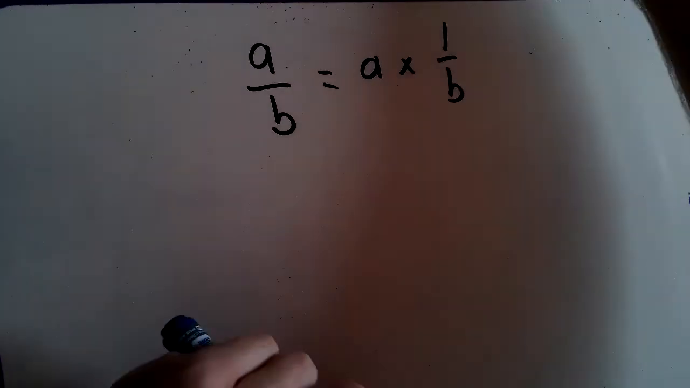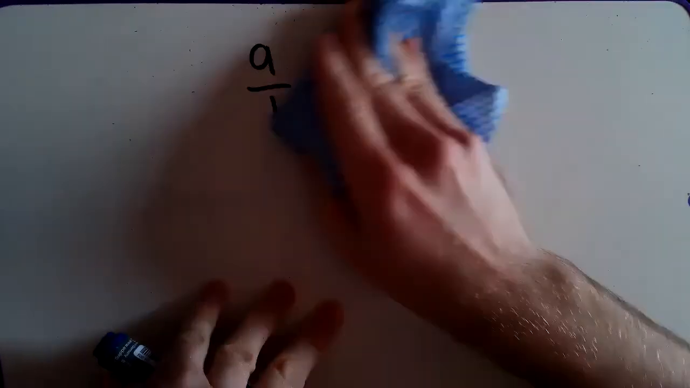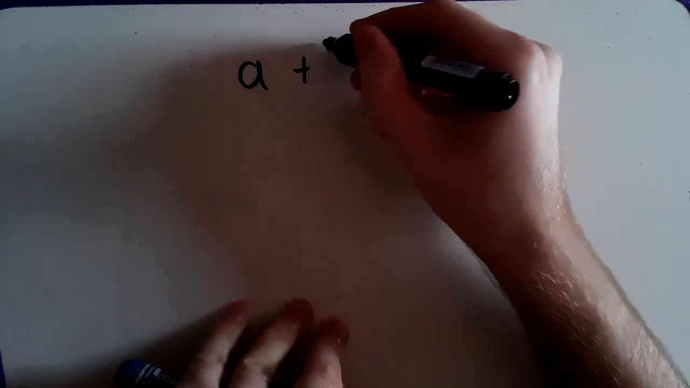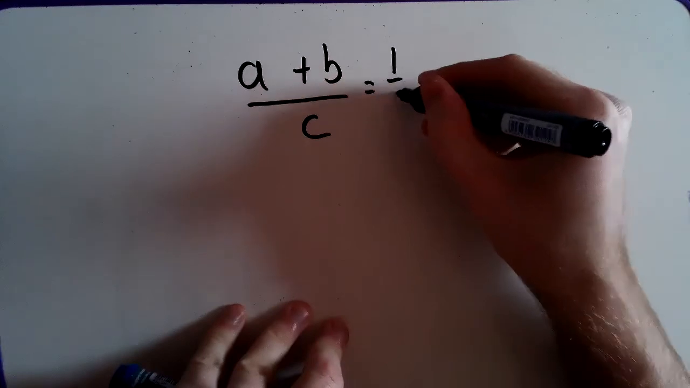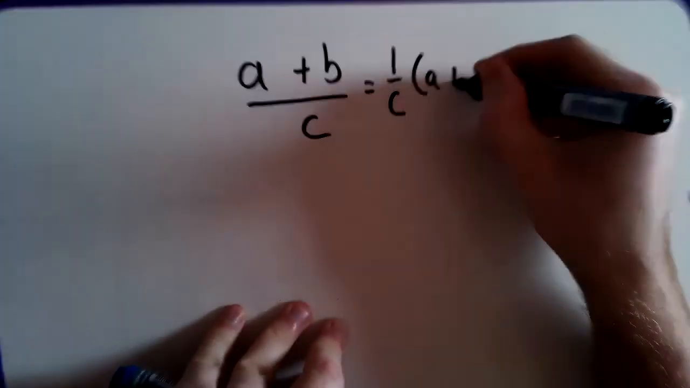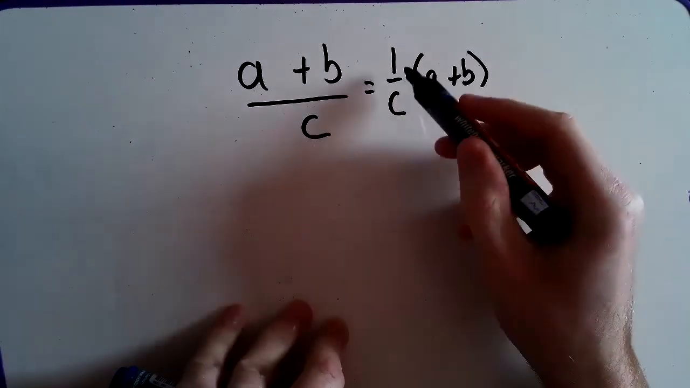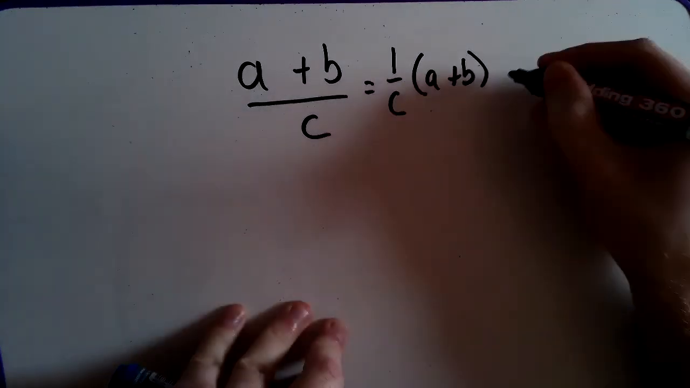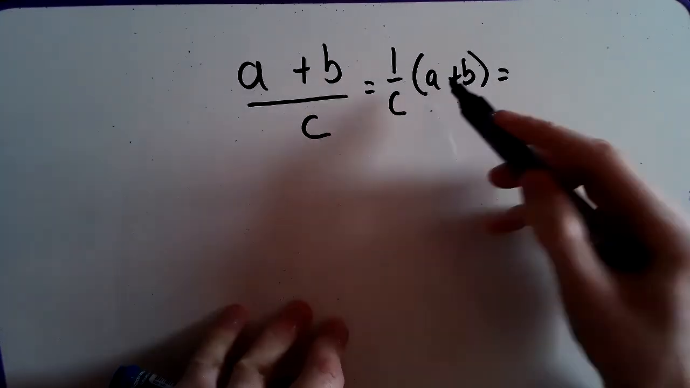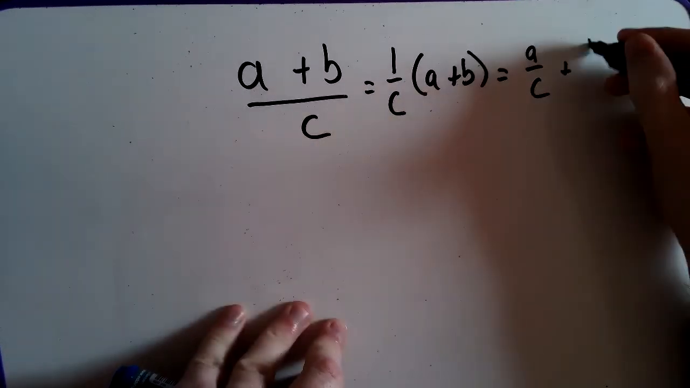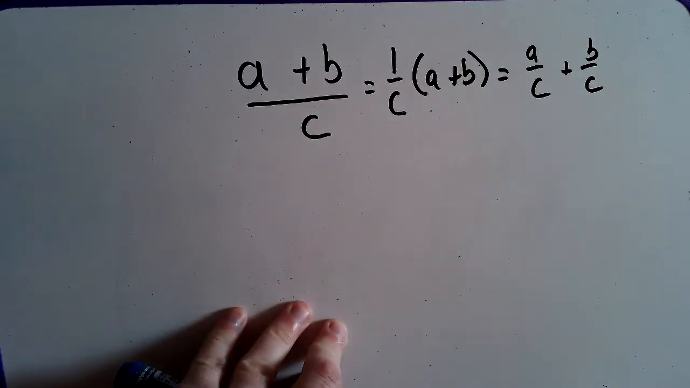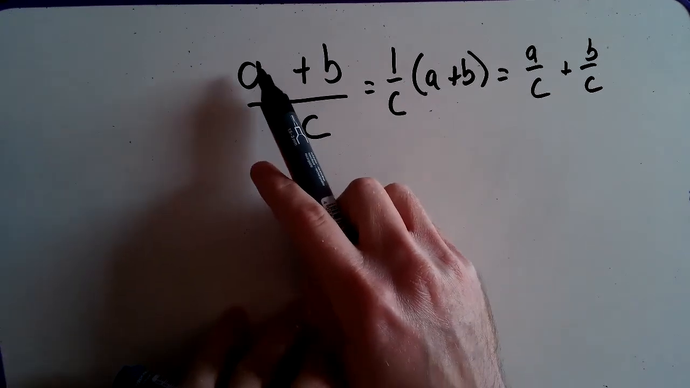So for example, something like a plus b divided by c, well, that's the same as 1 over c times a plus b. Divided by c is the same as times by 1 over c. Then we can expand that as before. So 1 over c times a, so a over c, plus 1 over c times b, so b over c. So essentially, I can split this fraction up.